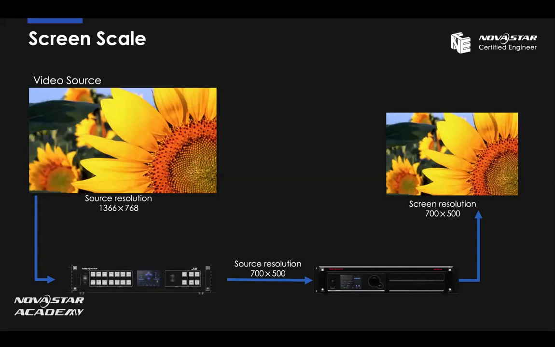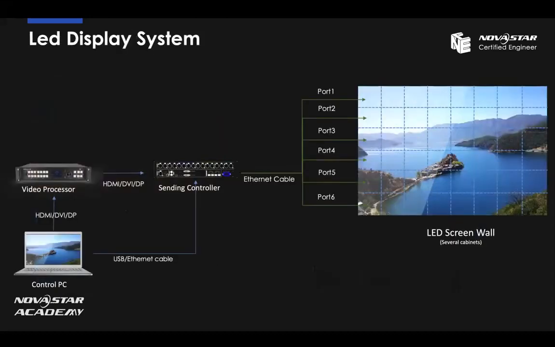So you can see this structure. We add an extra video processor to scale the resolution from the video source, and then we scale the resolution to 700 by 500. So you can see the whole image fits into the screen. Now the system structure will be like this. The video source comes from the PC and goes to the video processor first. Then the video processor will deal with the video source before providing it to the sending card, such as scaling.